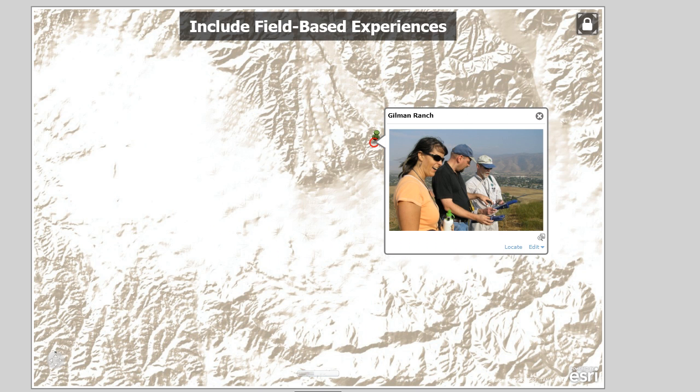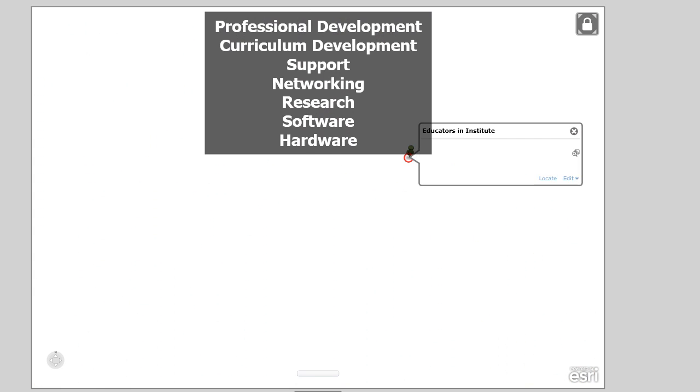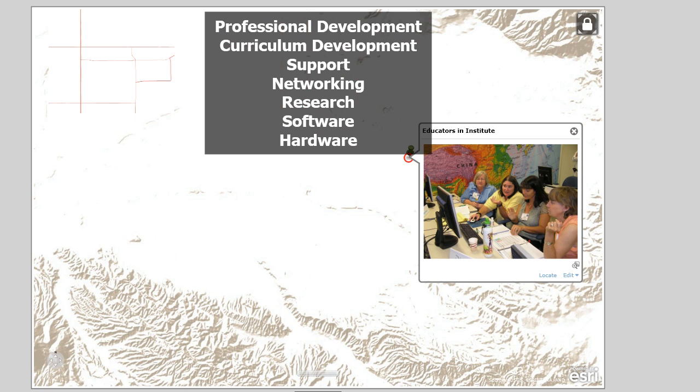Now, I also encourage you to incorporate field-based experiences in your use of GIS. We're not advocating to have students just locked up in some computer lab somewhere, right? What we're talking about is actually collecting data out in the field and linking it to maps and looking at it spatially.